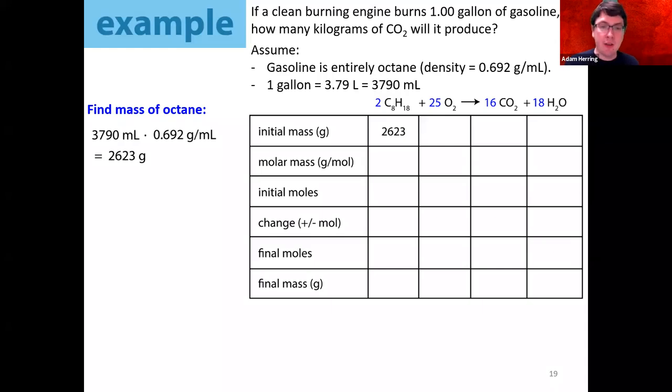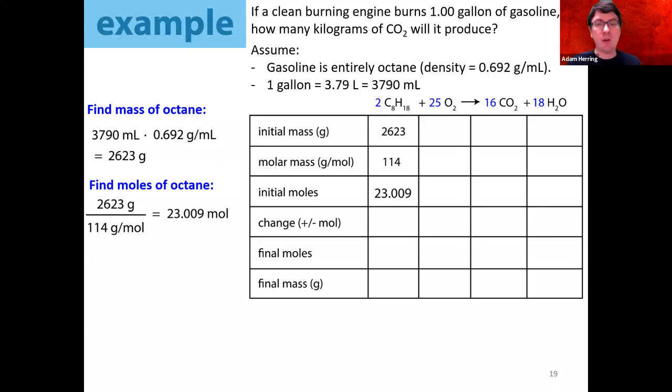Now to find the moles, we're going to need the molar mass. When you add up the masses of carbon and hydrogen, you get about 114 grams per mole. So to find the moles of octane, we take the mass of octane and we divide by the molar mass to get just over 23 moles. This is our initial amount of octane. And what we would see then is that we're going to use up all of that octane. It's going to burn and have none left over, and it's going to produce some amount of carbon dioxide.